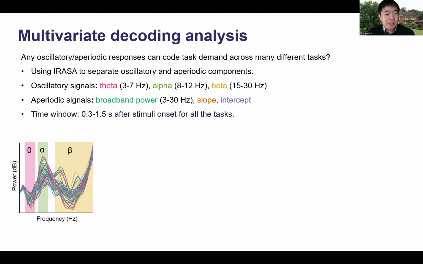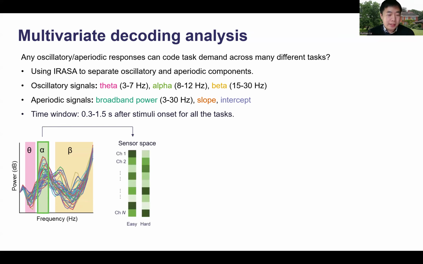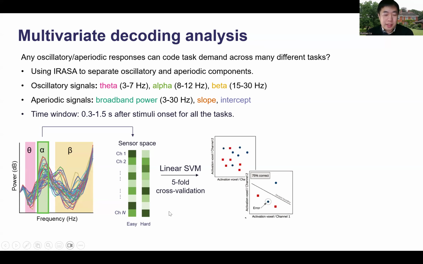Here is a brief demonstration of how we do MVPA on these frequency domain data. For example, if we are interested in alpha frequency, we can take the alpha power for each channel in the MEG-EEG sensor space for either the easy or hard condition in one subtask. Then we just do a classification analysis. Here we use linear SVM with 5-fold cross validation. In this case, we get a decoding performance, for which we use the area under the curve. If we find significantly above chance accuracy, that tells us that the alpha power contains information about hard versus easy in this subtask. We can use this logic for all of these different kinds of signals and in different tasks.